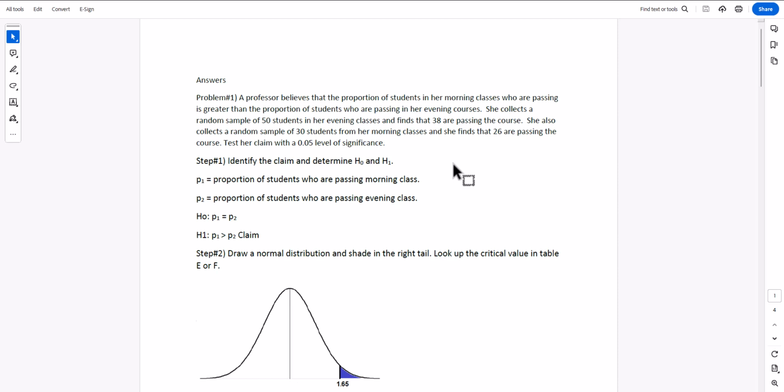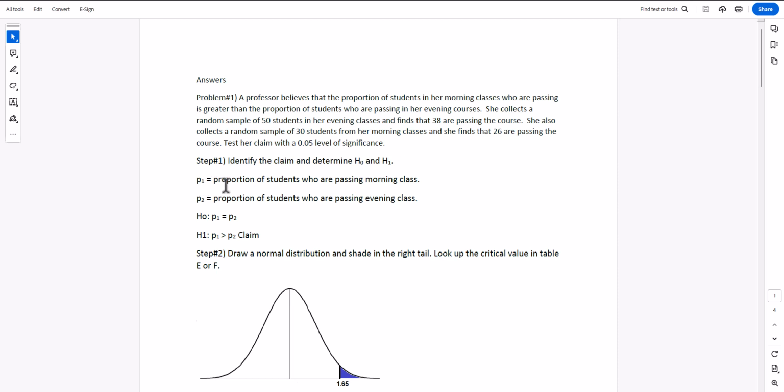She collects a random sample of 50 students in her evening classes and finds that 38 are passing. She also collects a random sample of 30 students from her morning class and finds that 26 are passing. Test a claim using a level of significance, another word for alpha, of 0.05.